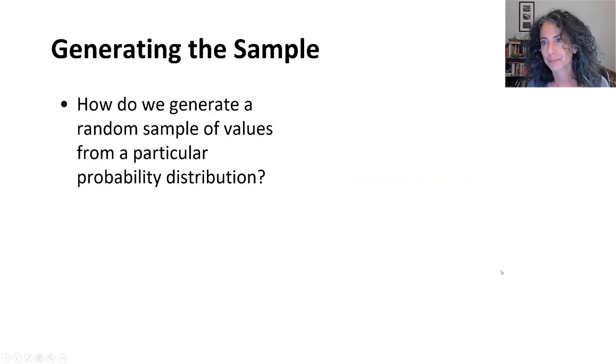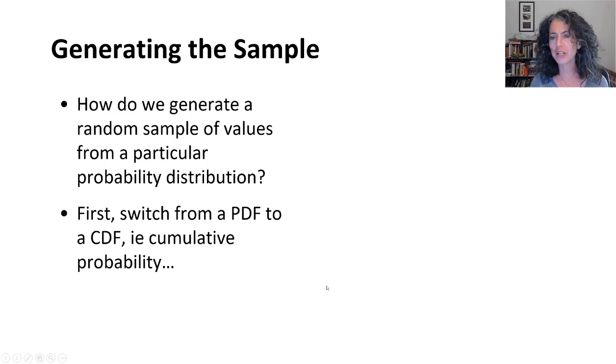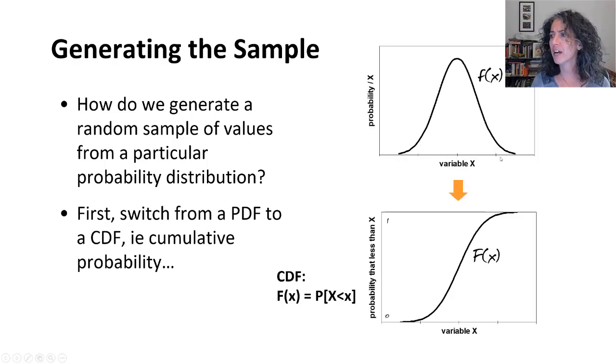Okay. So what about generating the random sample? How do we do that? Well, we saw it in the introductory lecture. We're going to go through it, though, in a little bit more detail. Right, the first thing we need to do is switch from the PDF form to the CDF form, and I'm starting this time with a normal distribution again, but it is general. It'll work for any distribution. So here's our CDF form.